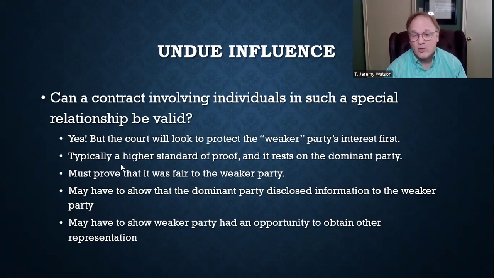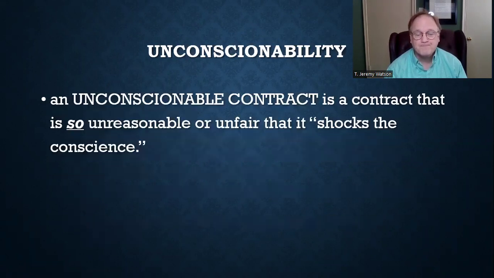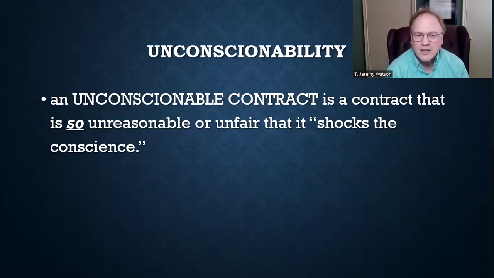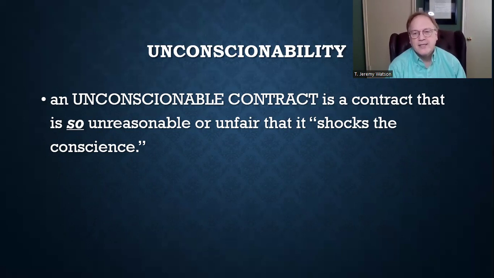Told you there were 6 categories for invalidating assent. The last one is the catch-all. The last one is unconscionability. What does unconscionability mean? It means that if a contract is just so unreasonable, so unfair that it shocks the conscience, right? That's the cliche. That's the term of art you're going to see over and over again in these cases.